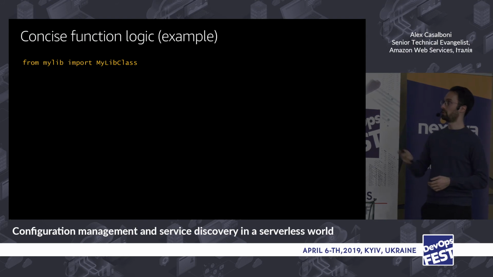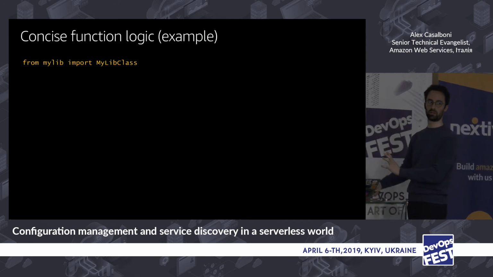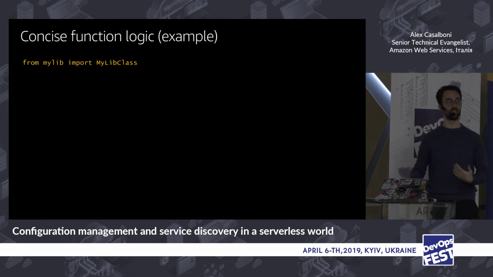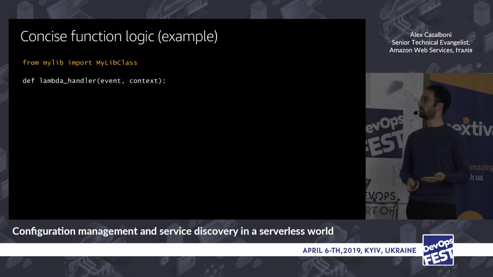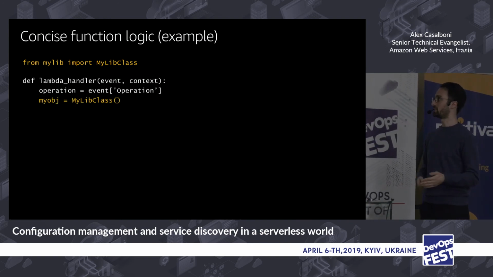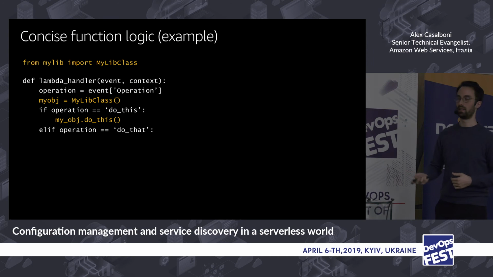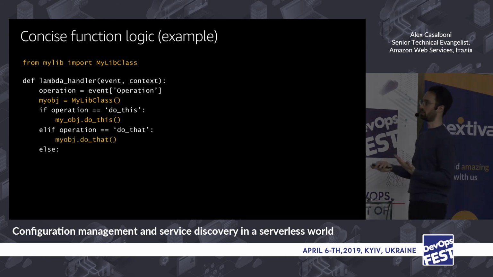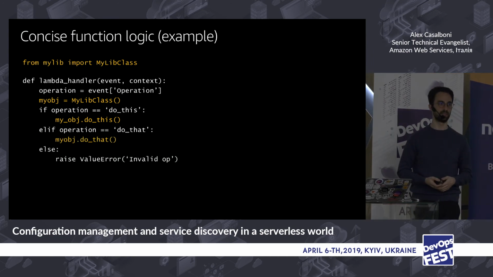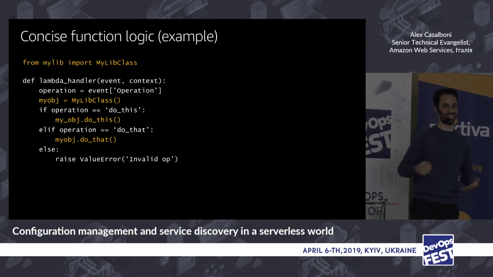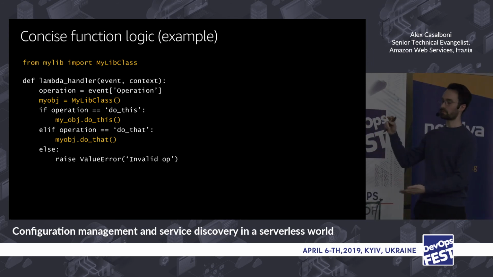I implement something in my class, a Python class, could be Node.js, Java, or .NET class. That's my core logic. And in my Lambda handler, all I do is import it. Then your Lambda handler could be as simple as initializing that object, checking if you need to do this, and then you do this, or if you need to do that, and then you do that. And if there's an error, do maybe some error handling and some validation of the input. Okay, that's like the minimal function handler implementation.